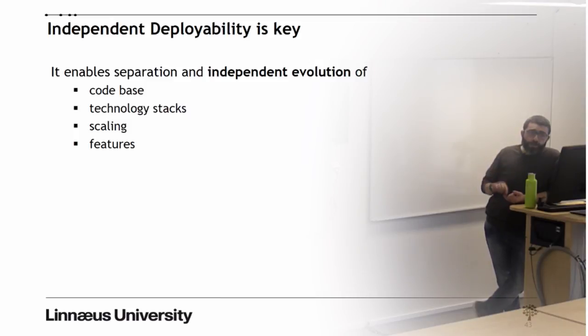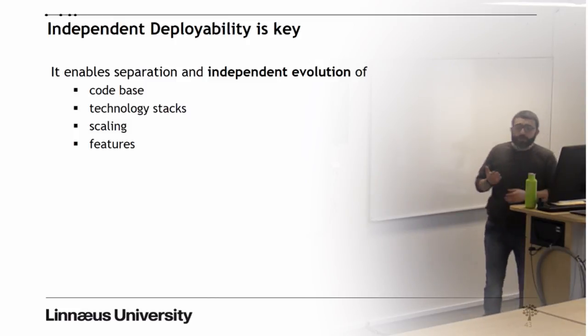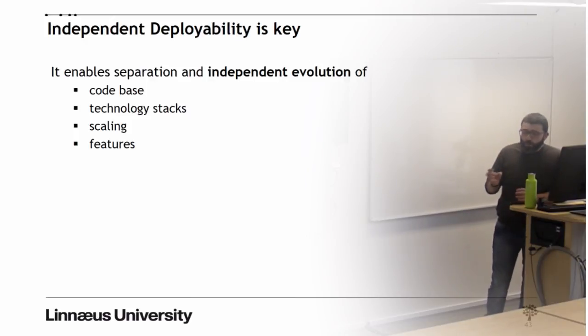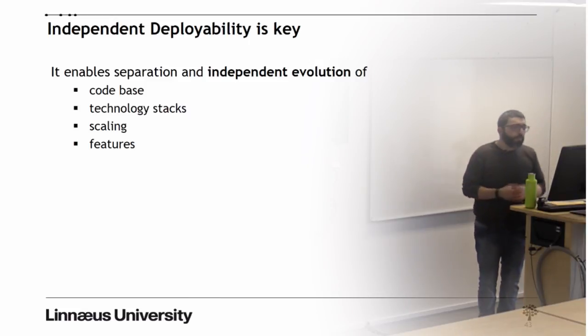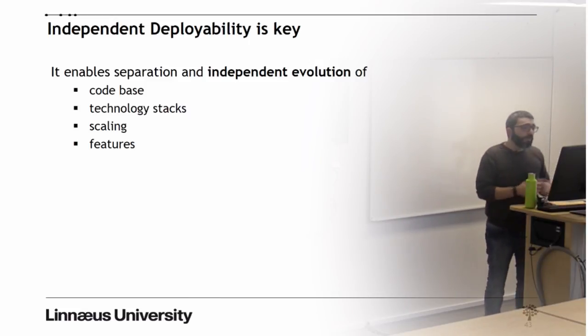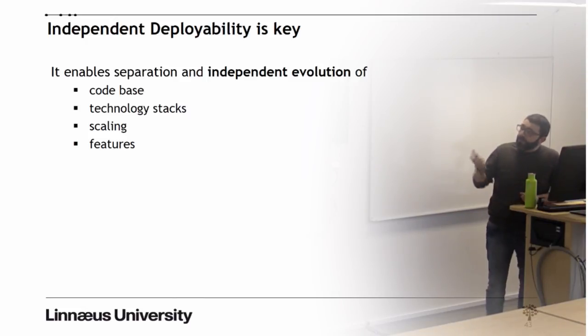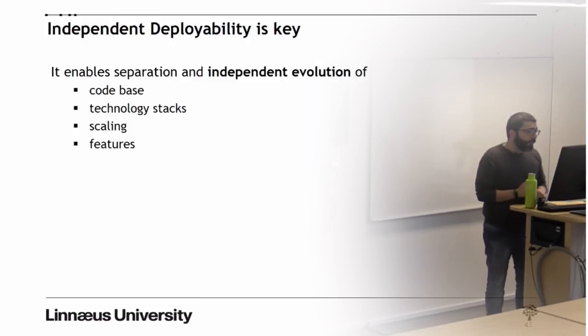If you have separated, independent microservices, you can scale them separately. You can turn on and turn down a single microservice instead of turning on and turning down the entire system. And then you can evolve features independently. So you can evolve one single microservice without affecting the other microservices. That's very important, and all of this is possible because we have this independent deployability.